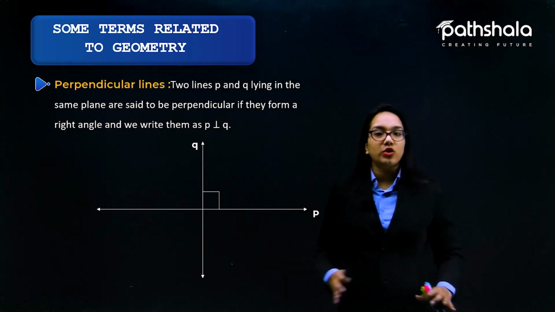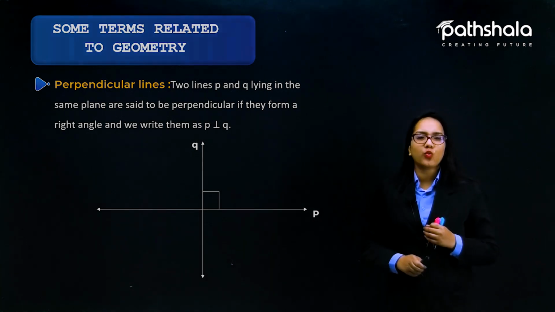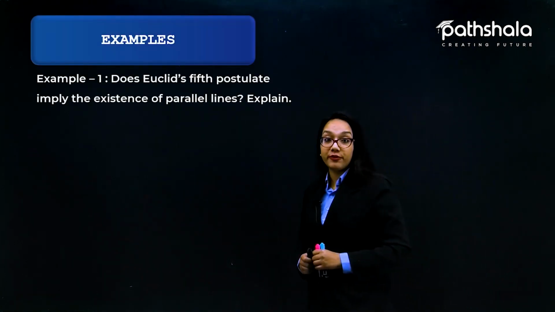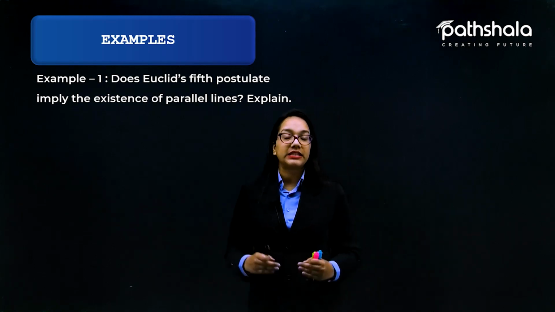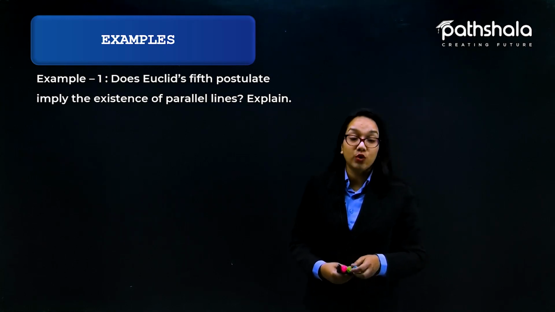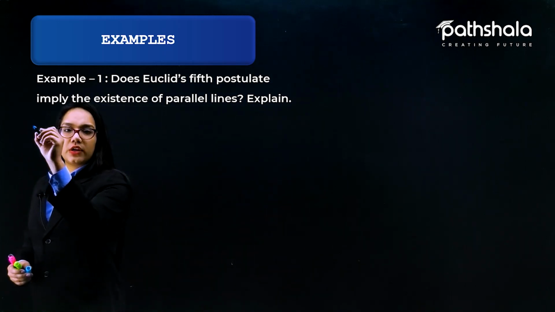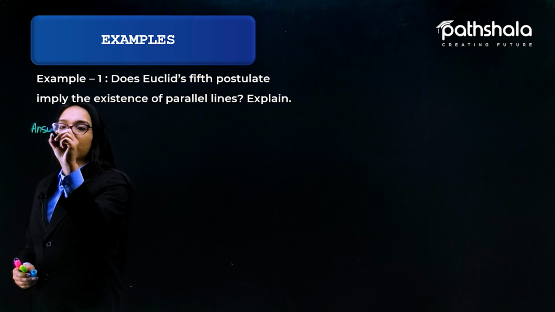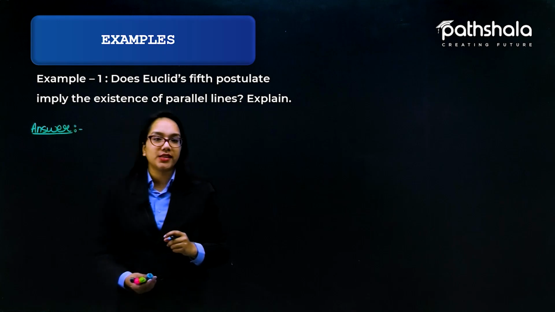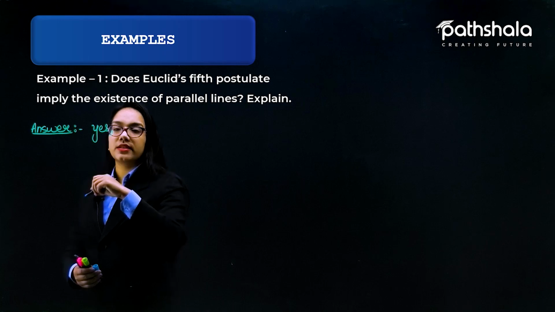So this is all about some terms related to geometry. Now let's move on further toward an example. Let us suppose we have an example which says, does Euclid's fifth postulate imply the existence of parallel lines? And we have to explain this. Obviously we are aware of Euclid's fifth postulate. So let's write the answer for this question. Does Euclid's fifth postulate imply the existence of parallel lines? Yes, definitely. The answer is yes.